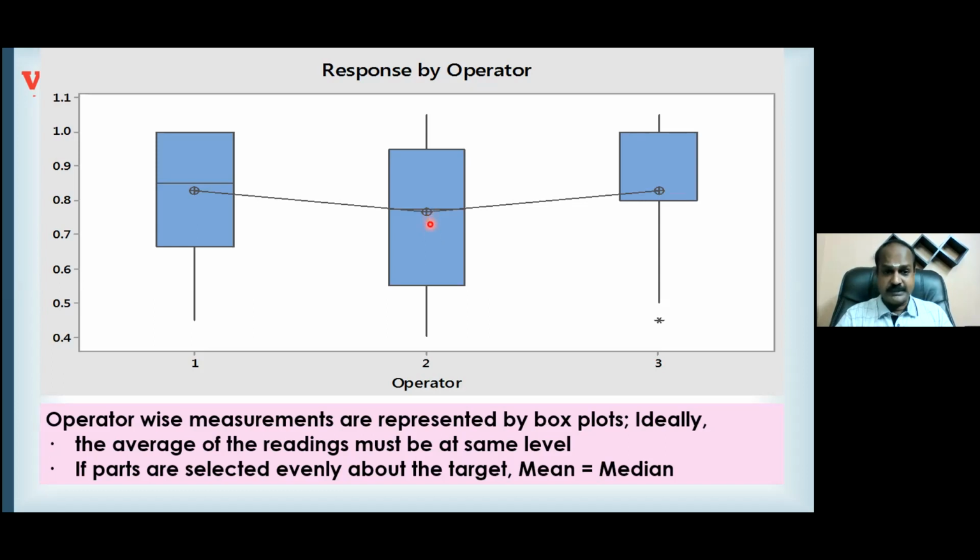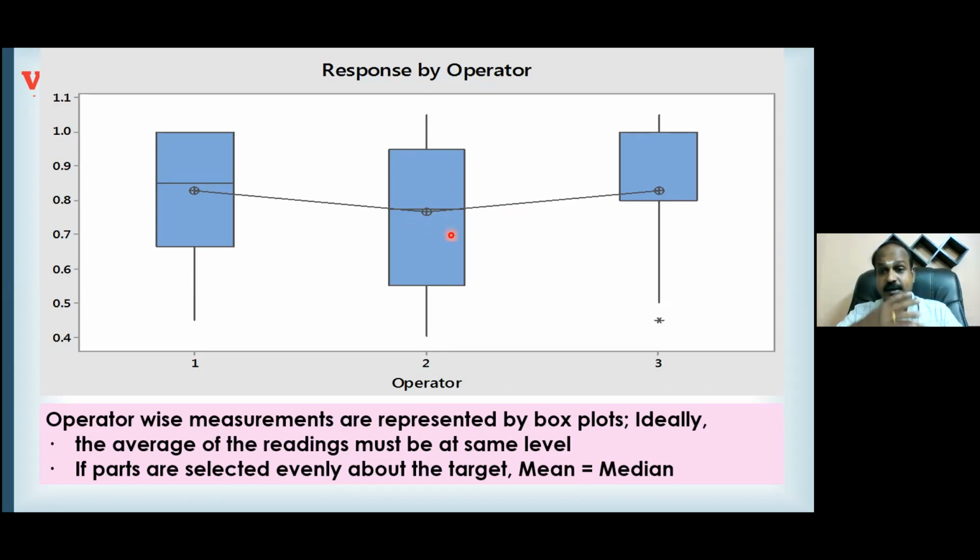And suppose, imagine for operator 2, the median and the mean are overlapping. And moreover, my data is also distributed exactly into two halves. Only when my data is distributed exactly into two halves, I will get the mean and median overlapping. Under such a situation only, I will be able to tell operator 2 is perfect, and 1 and 3 need to be advised to follow operator 2.